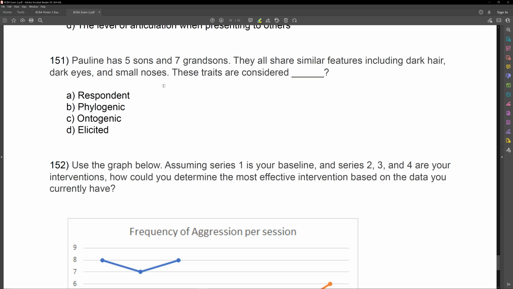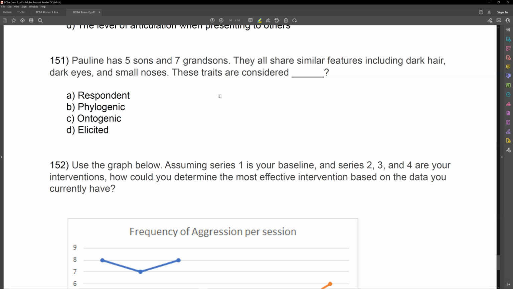151, Pauline has 5 sons and 7 grandsons. They all share similar features, including dark hair, dark eyes, and small noses. These traits are considered what? Now, remember, operant behavior and behavior analysis, we're really looking at typically learning history, behavior history. However, do we need to take into consideration family history, medical history, genetic history? Sure, it's all part of the bigger picture.